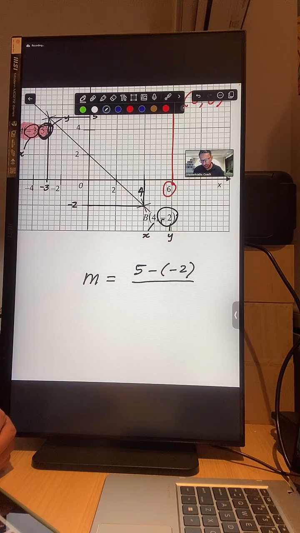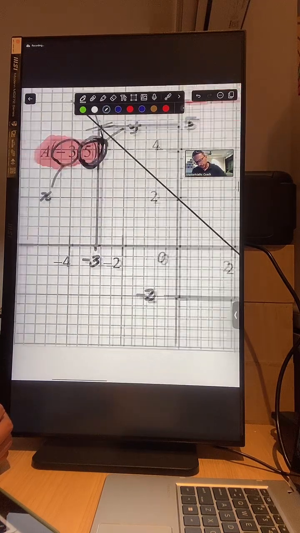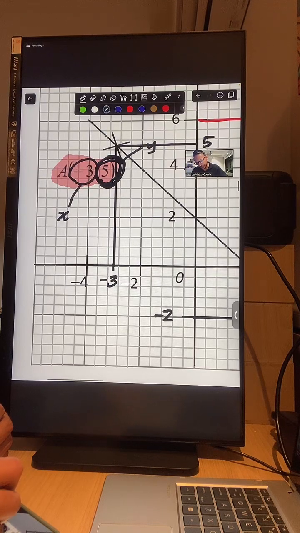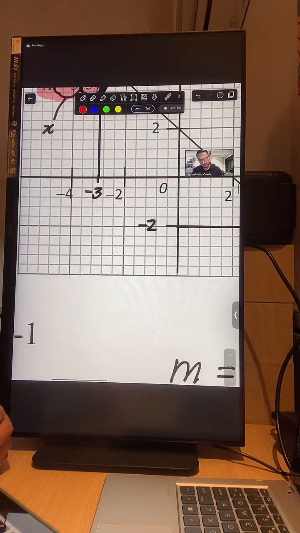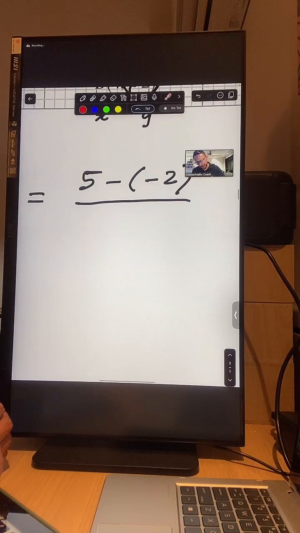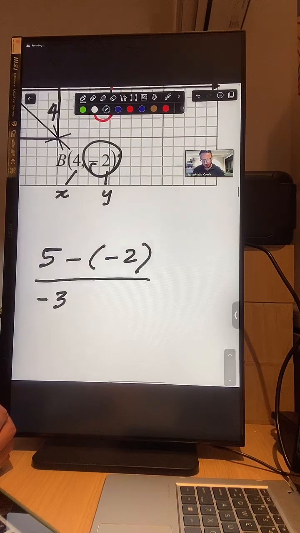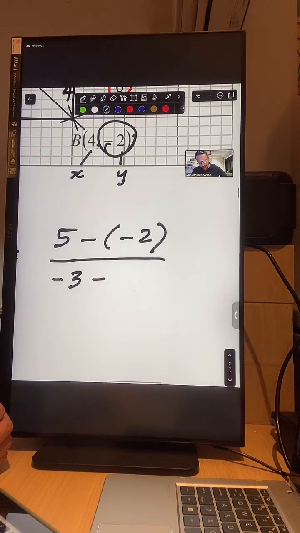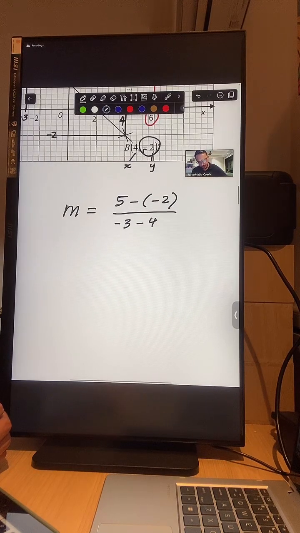Okay, so do I start with minus 3 or 4? Because just now I took from 5, so now I must also take from minus 3 first. So I take from minus 3 first. I have negative 3, or minus 3 minus 4. Okay, so what will this give me?